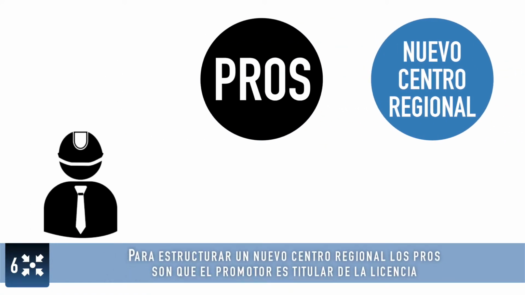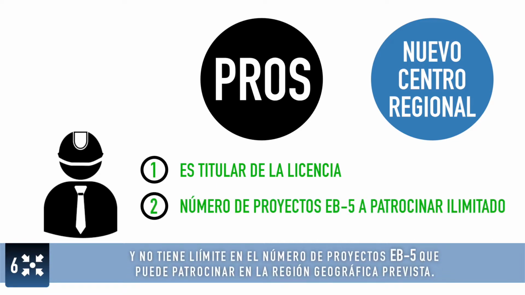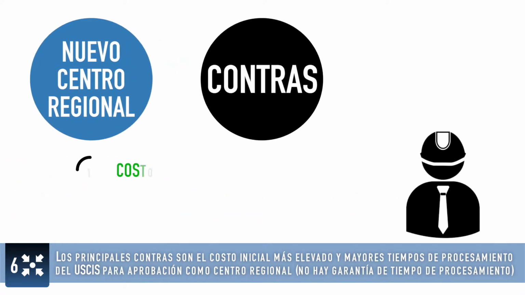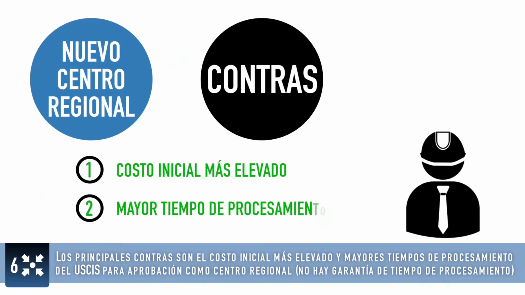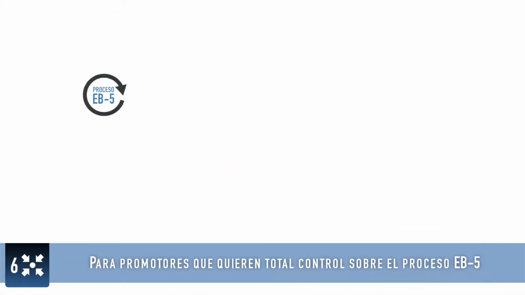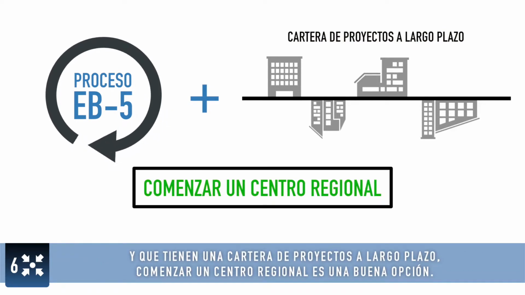For setting up a new regional center, the pros are that the developer owns the license outright and can sponsor an unlimited number of EB5 projects within the approved geographic area. The main downsides are higher upfront costs and long USCIS processing times for regional center approval, with no guaranteed processing time. For project sponsors that want complete control of the EB5 process and have a long-term pipeline of projects, starting a regional center is a good choice.